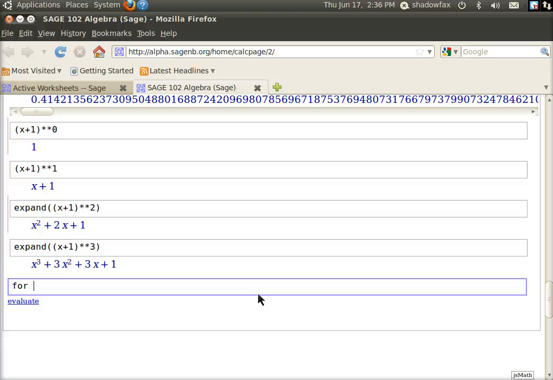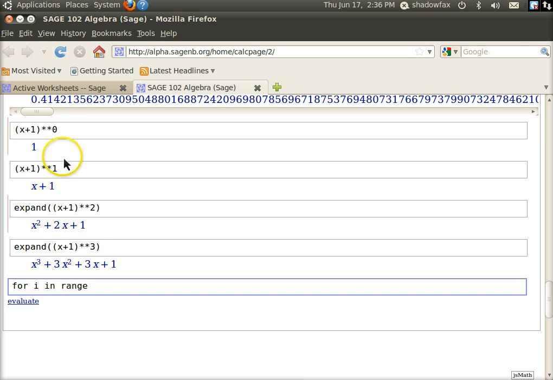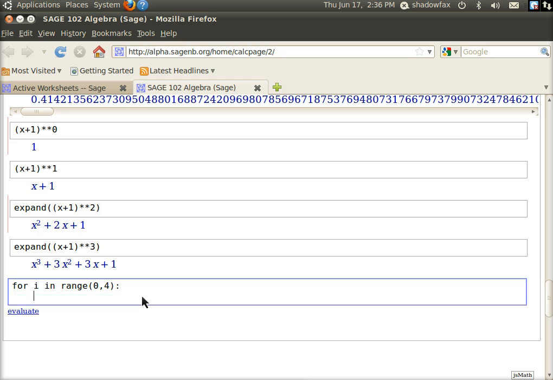For i in range. Now, how do I get these numbers? I want to plug in 0 through 3. So I think the range has to be 0 to 4. 4 really means, in this case, I have 4 numbers I'm plugging in: 0, 1, 2, and 3. So I only get integers from 0 to 3, really. I don't get the 4. Colon, enter. And I'm going to show.